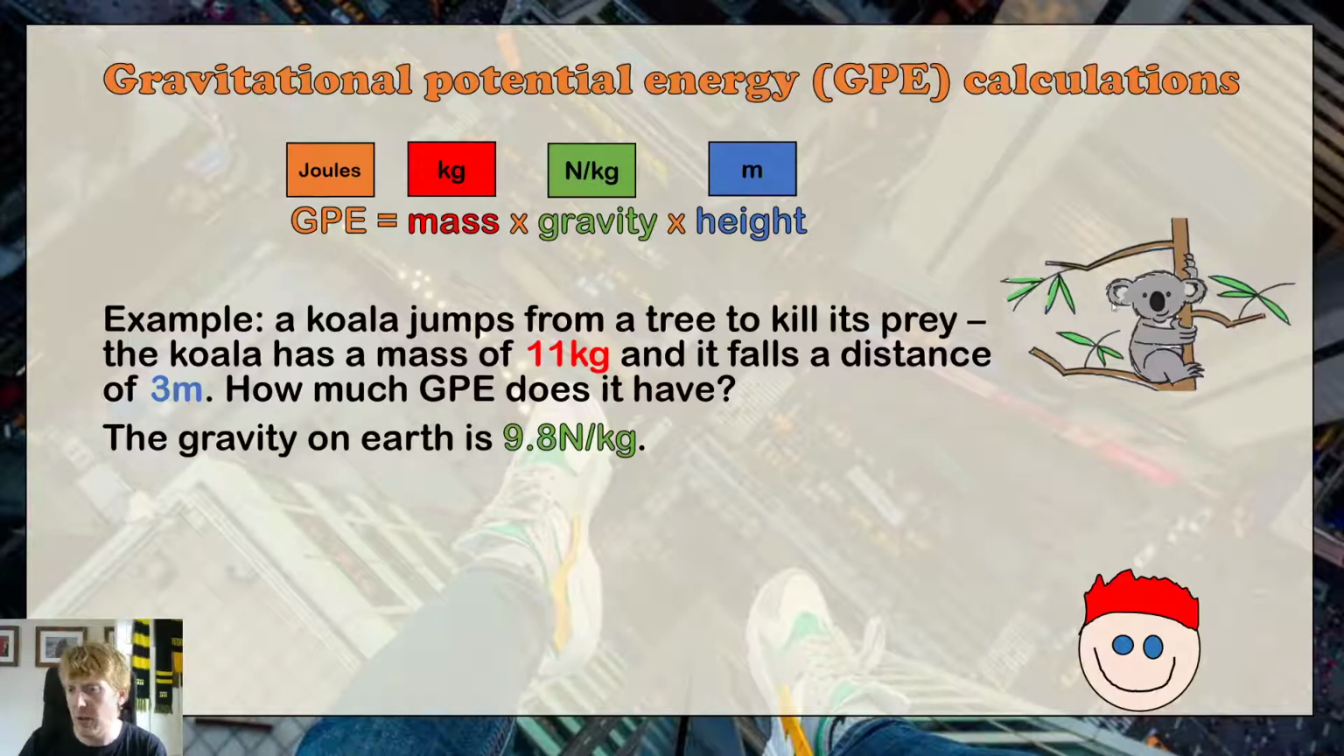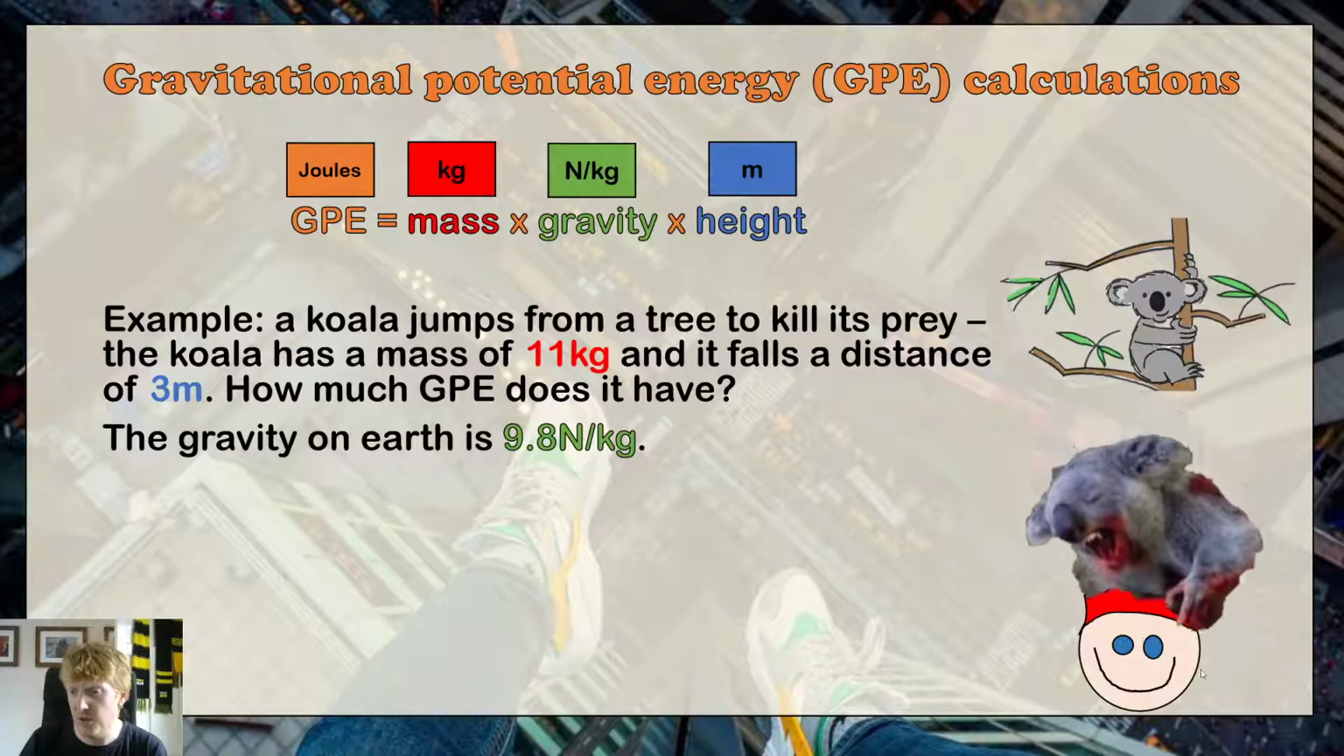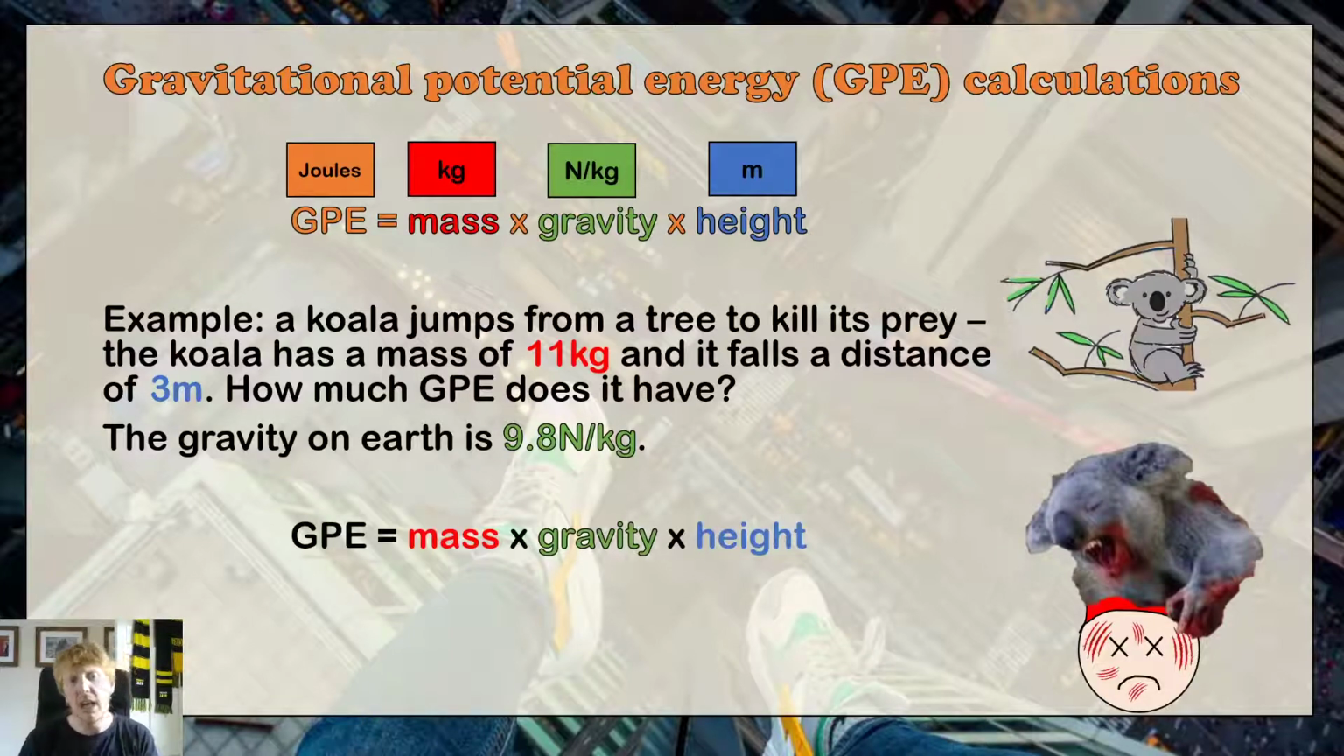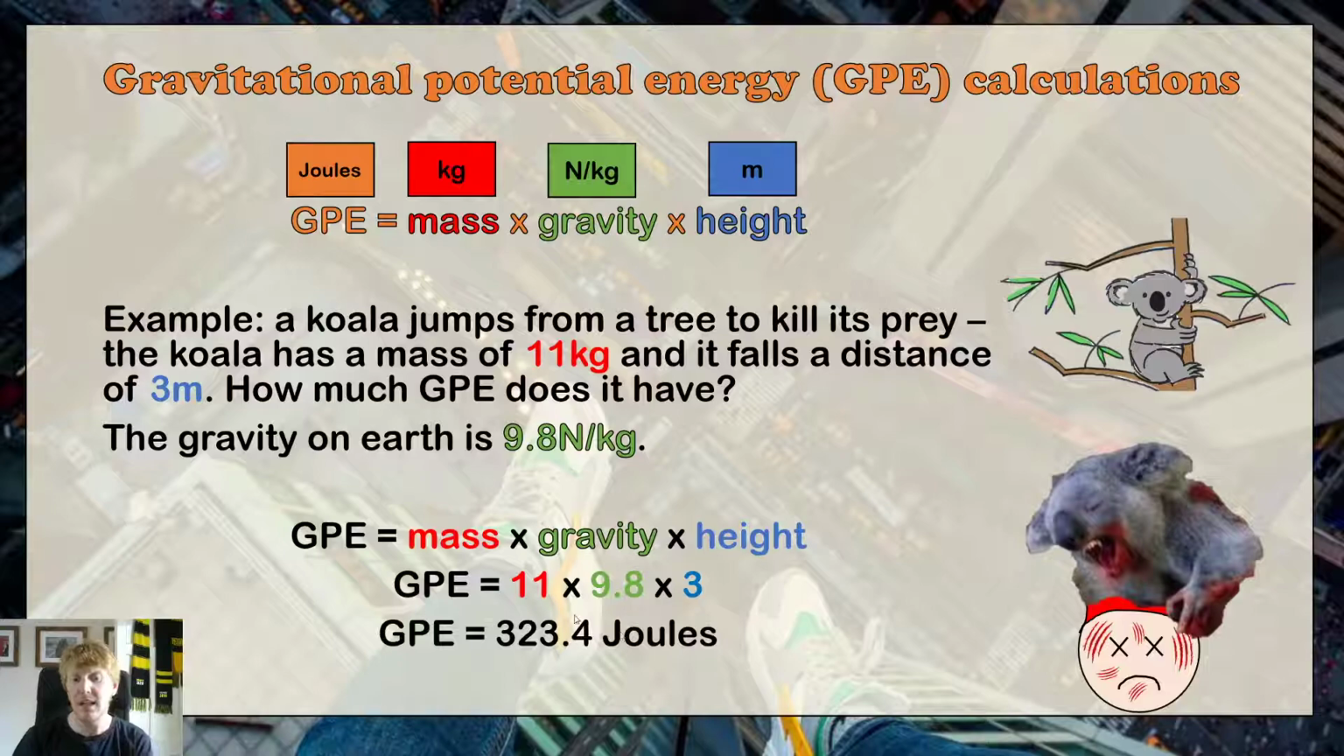So let's have a look at this koala, right? The koala jumps out of the tree onto its victim, and it shreds it to pieces and kills its prey, just like drop bears like to do. So here we go. Let's try and solve this physics-based equation, because we're not here for biology. Gravitational potential energy is mass times gravity times height. Mass was 11 kilograms, gravity was 9.8, and height was 3 meters. So you just multiply those three numbers together and you get 323.4 joules. Perfect, job's done, right? You've solved for a killer koala.